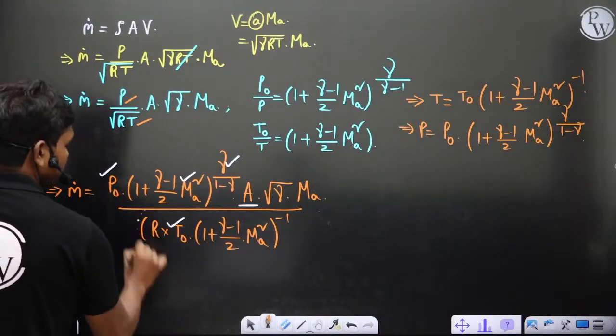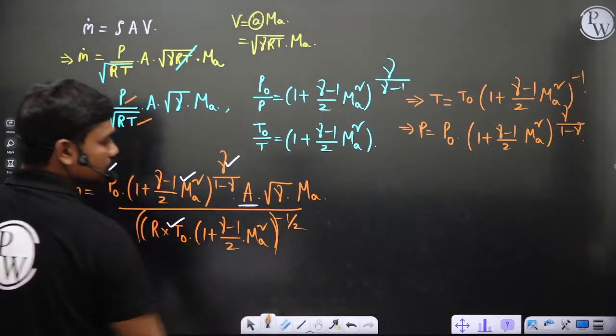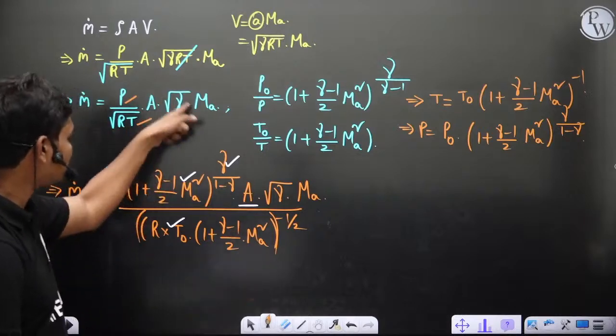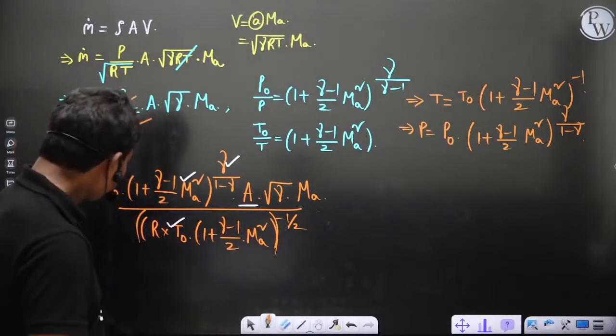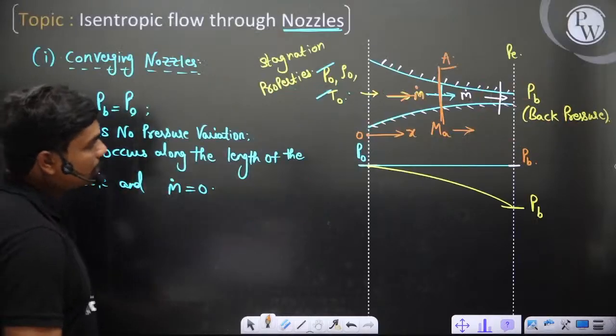Yeah, correct. By 2 is there. Yes, because this square root is there. So because of this square root of RT, there is a 1 by 2 here. Correct. Yeah, so 1 by 2 is there. Now let's see one thing.